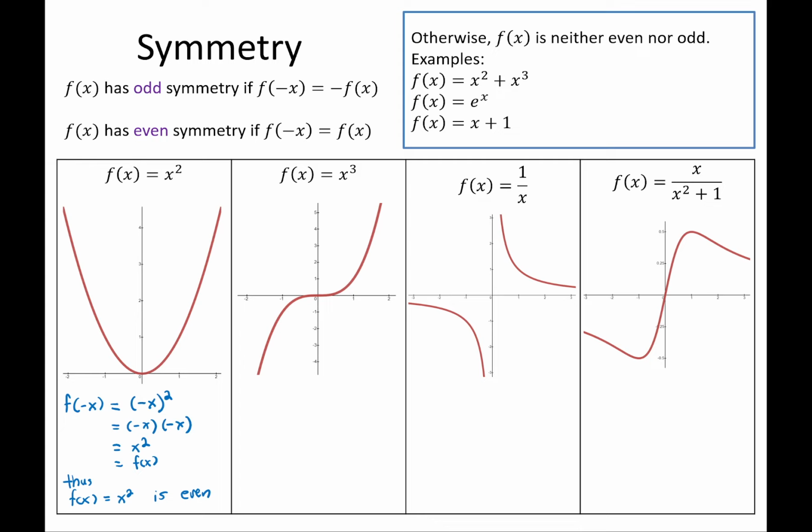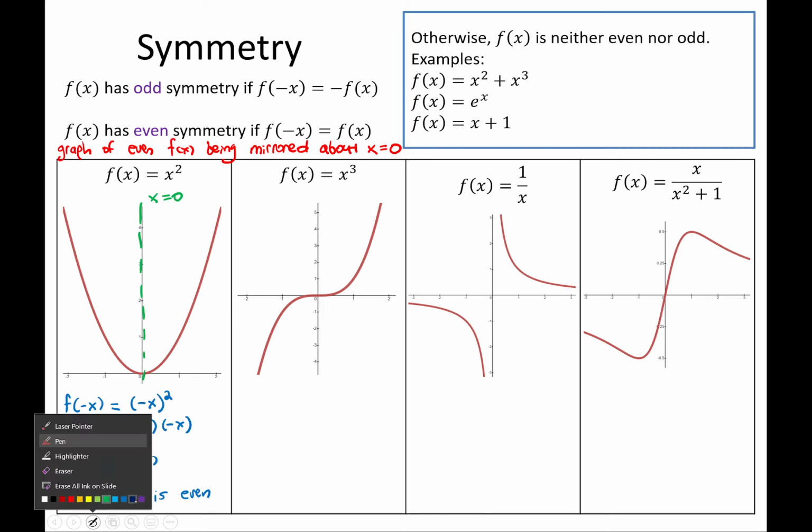Now, this even function property is manifested in the graph by the graph of an even f of x being mirrored about the line x equals 0. So along this line, it's a mirror image of itself about that line.